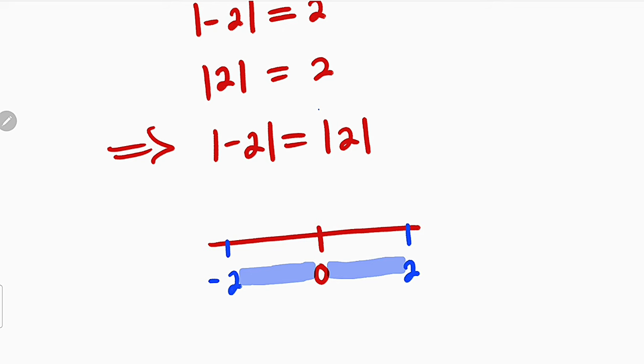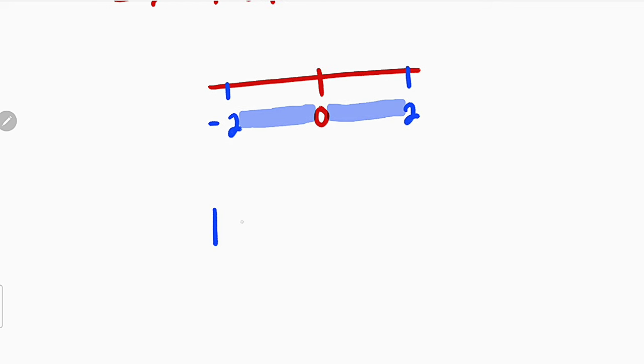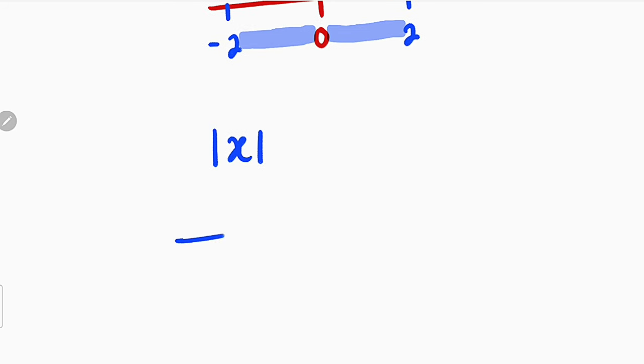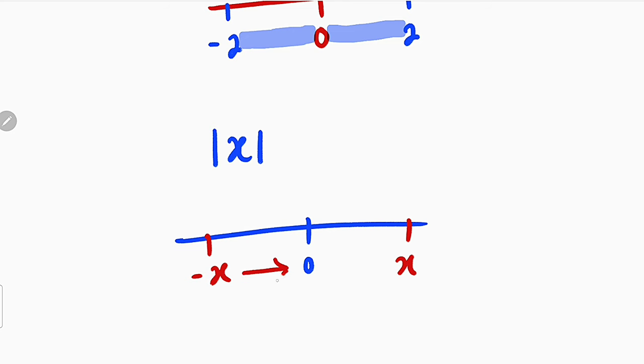So what if we have an absolute value of x, for which x is just representing a number? This means that from origin, we could have x to the right and negative x to the left. But make sure they have what? Equal distance from origin. This means that absolute value of x could either be x or negative x.